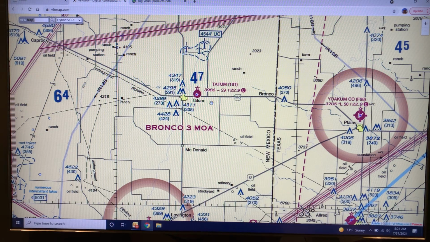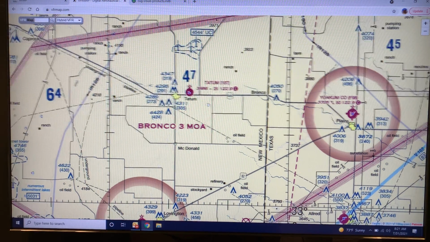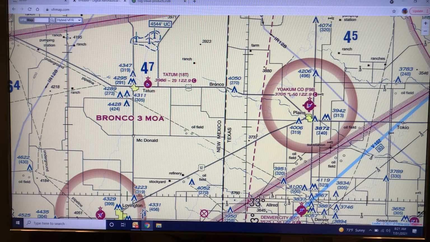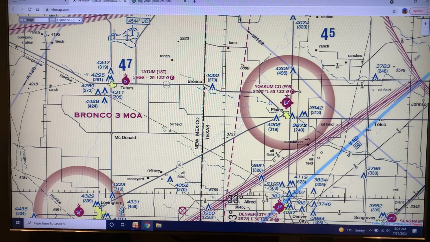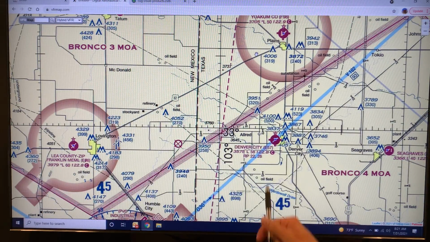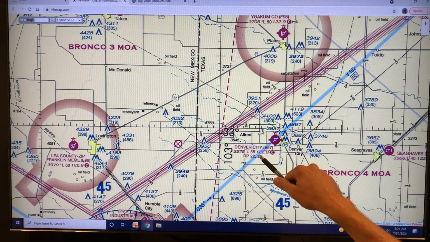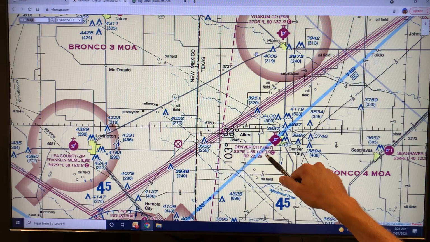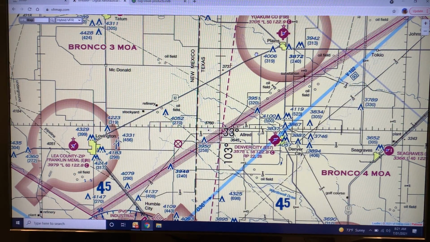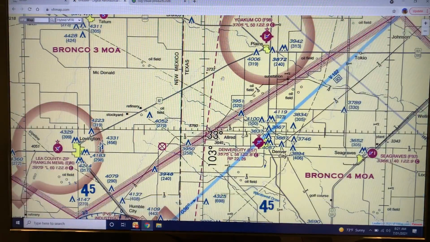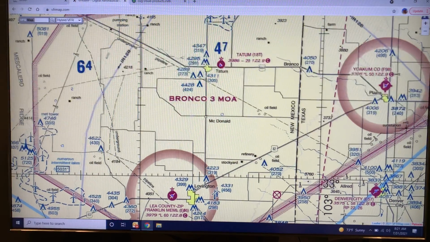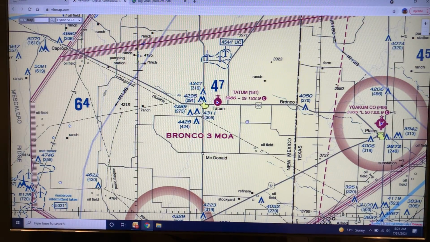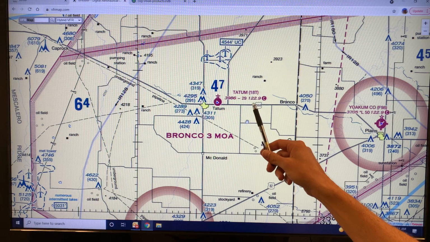That's different for various airports. It's the same for Tatum and Plains, or Yoakum County Airport. You see over here we have 122.9. But if you come down to Denver City, you'll notice the common traffic advisory frequency is 122.8. Okay? Oh, and I zoomed in too far. All right. So let's look at some other things.